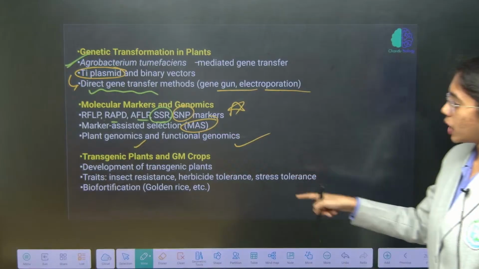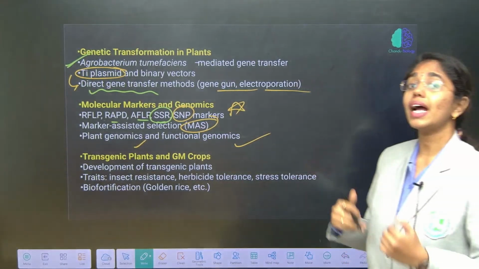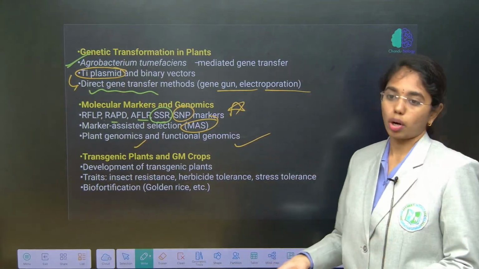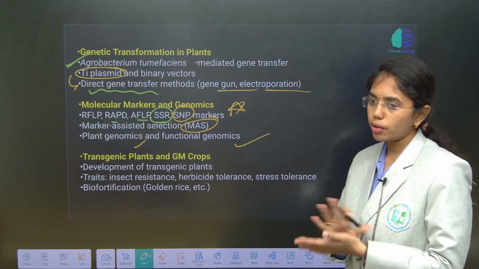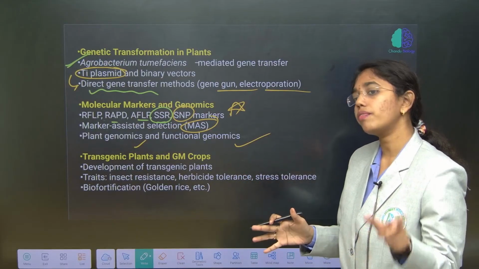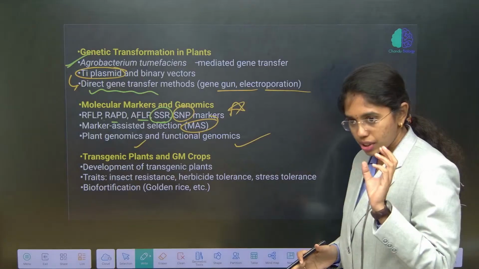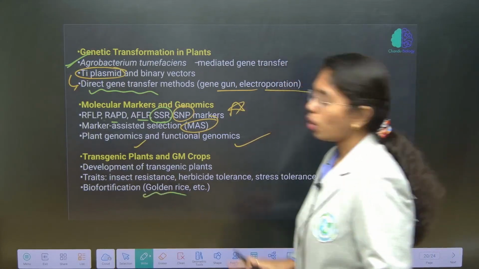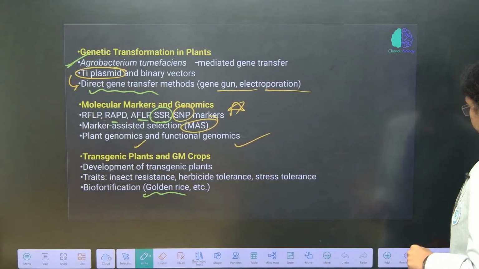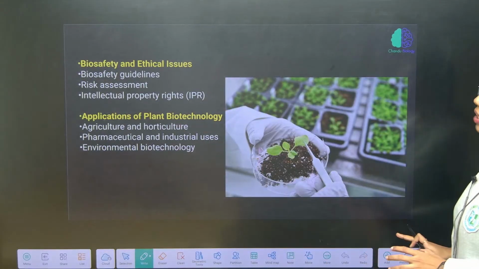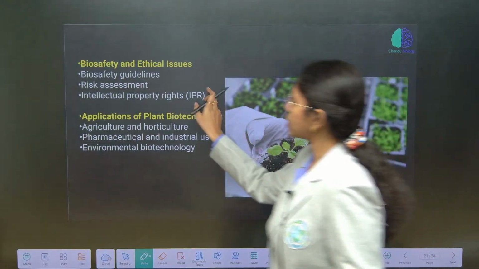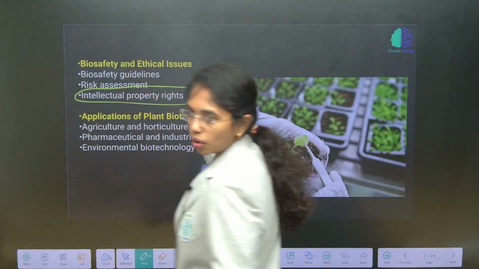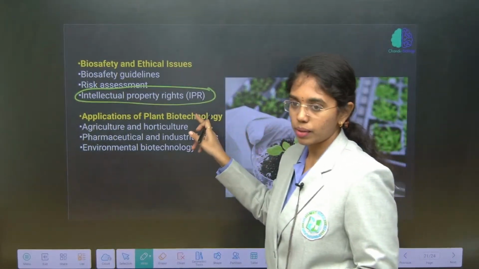Fine. Next, transgenic plants. What are the genetically modified crops? Examples only. You need not learn the mechanism of each genetically modified crop. Just examples. Fine. One such is what? Golden rice. Biosafety, ethical issues. Here this is completely memory based. Okay. We can expect hardly one question like that.